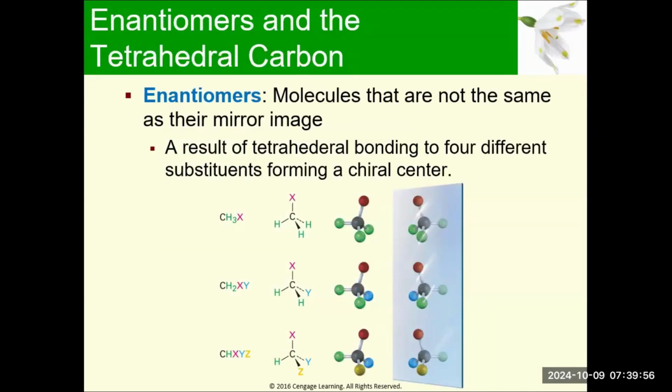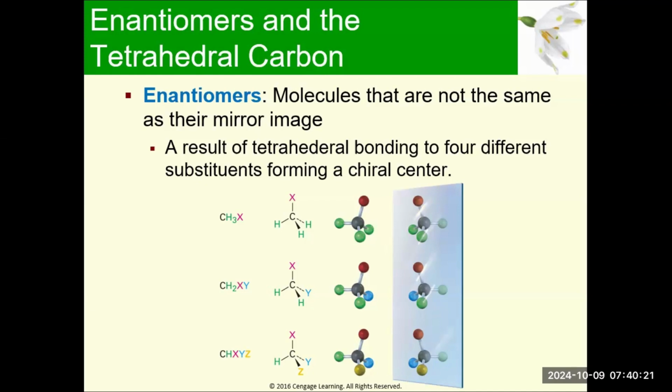So why is this important? Well, enantiomers are types of isomers where molecules are not the same as their mirror images. Okay, these are when you have molecules that are not the same as their mirror images. And this is a result of a tetrahedral carbon bonding to 4 different substituents, forming a chiral center.